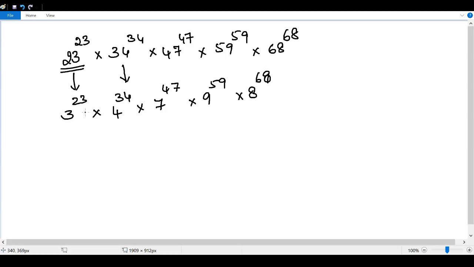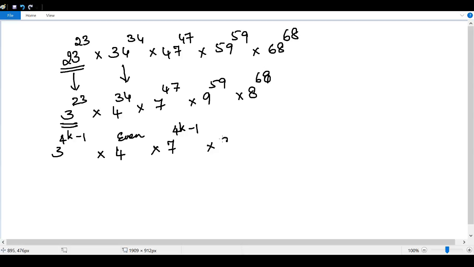My cyclicity was basically talking about that 3 when raised to a power which is a multiple of 4 will end in 1. But when I look at this, this is 3 to the power 4 multiple minus 1, because it is 23, so it's 24 minus 1. Also, this is 4 to the power which is even. Guys, I'm writing this down, okay? You don't need to write all these things. 7 to the power of 47. 47 again I know is 48 minus 1.